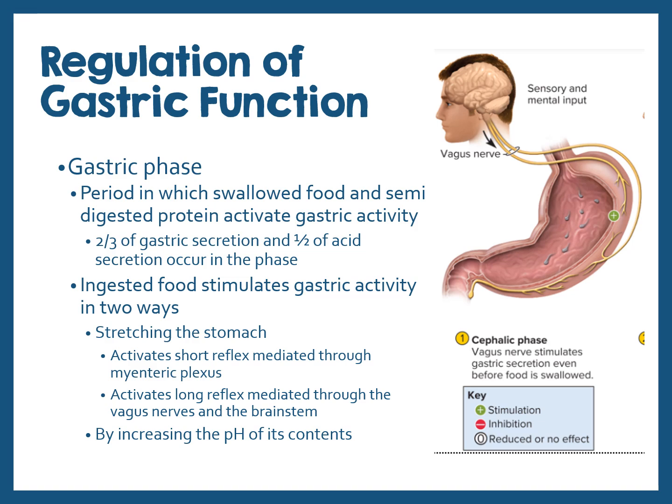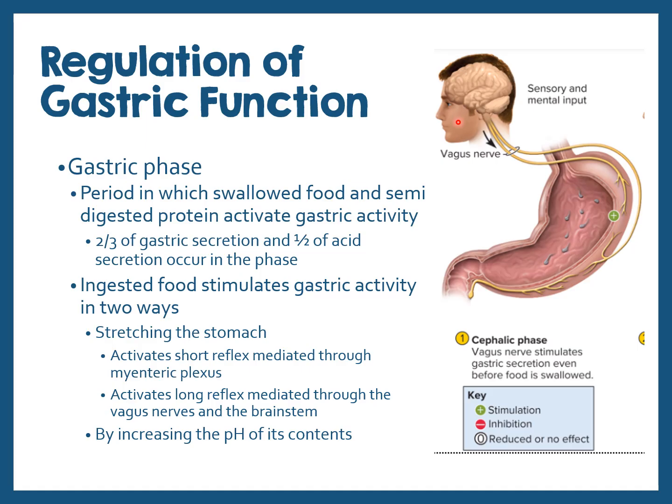When food is ingested, that is going to also stretch the stomach, and it's going to kind of flatten out those rugae. So that will stimulate the gastric activity, and it will activate what's called a short reflex through the myenteric plexus. And then it will activate a long reflex mediated through the vagus nerve and the brainstem. And so that long reflex is going to be what tells your brain, hey, I've had enough to eat. But it takes about 20 minutes for that reflex to get to the brain.